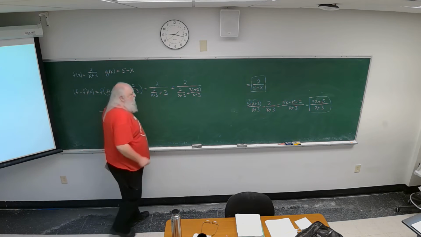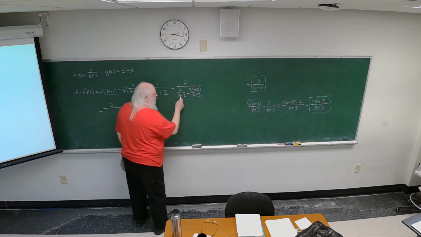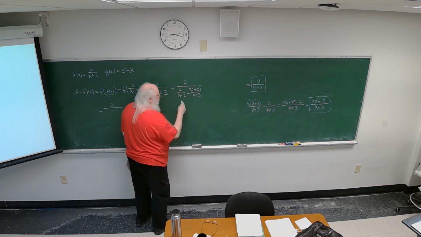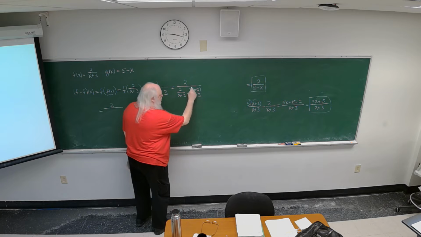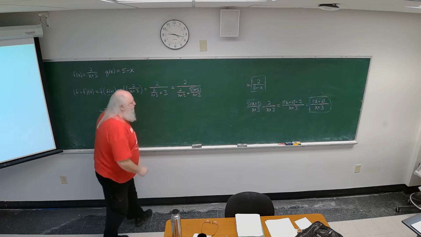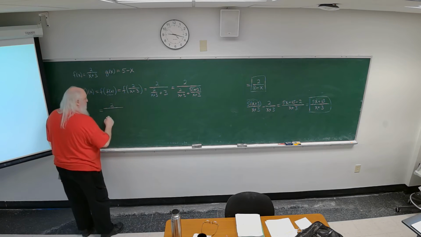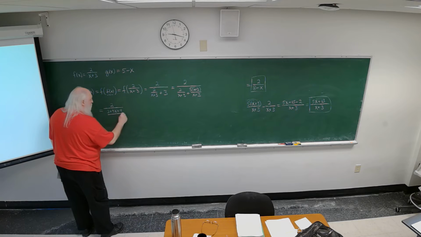And now we can combine in this main denominator, we can combine the numerators because we have a common denominator. I can distribute the 3 inside the parentheses. So I have 2 plus 3x plus 9 over x plus 3.